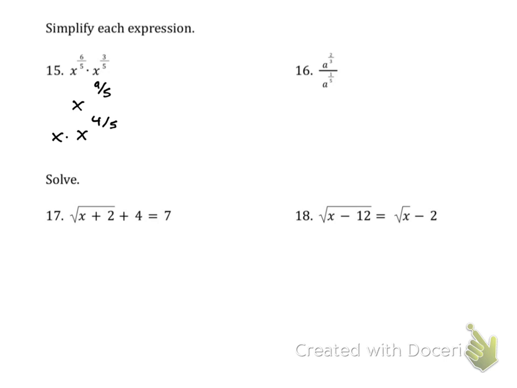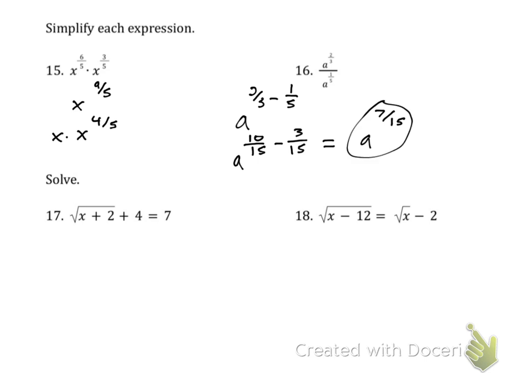16, divide variables. We subtract the exponents. So we have 2/3 minus 1/5, which will be 10/15 minus 3/15, which will give you a to the 7/15.